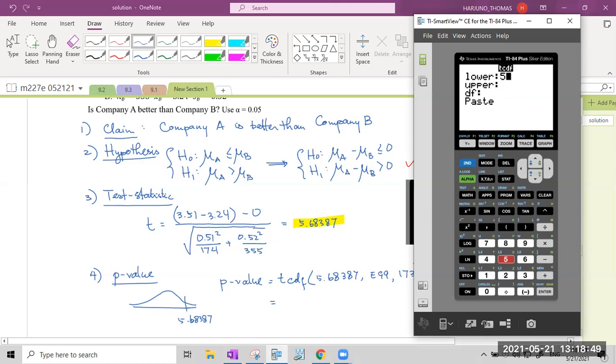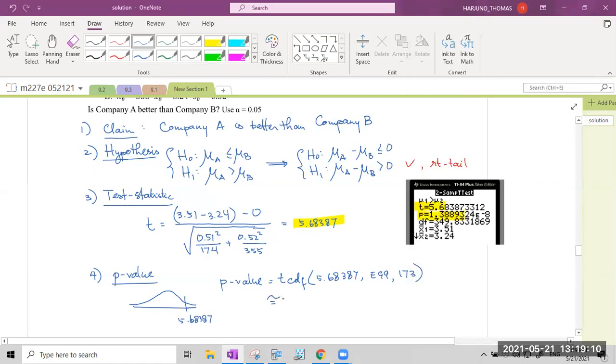Lower bound 5.68387, upper bound a very big number, E99. Degree of freedom, I use a smaller one because I try to be more conservative. So I get 2.745 e to the negative 8. That's approximately 0.